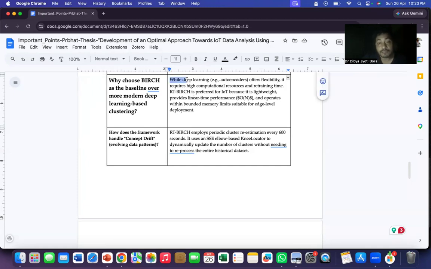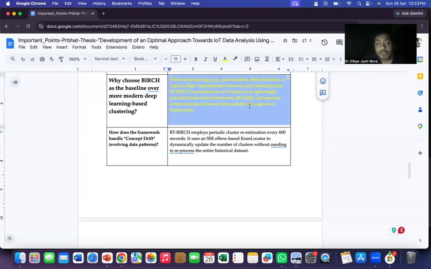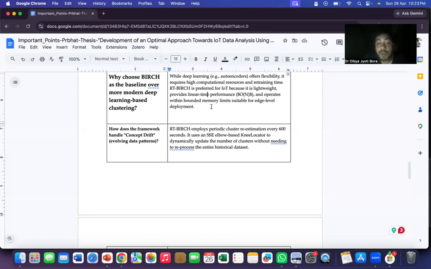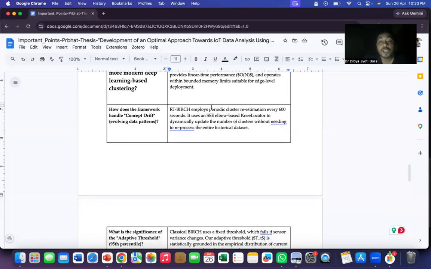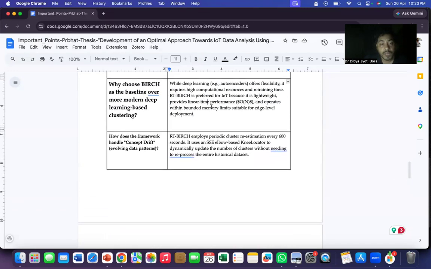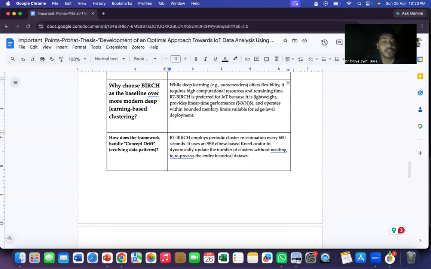Yes, well, deep learning like autoencoders offers flexibility, but it requires high computational resources and retraining time. Remember, our work takes only linear complexity, that is big O of N, right? So it is preferred for IoT because of its lightweight nature and linear time performance, and it operates within bounded memory limits suitable for edge level deployment. I hope this point is clear. So we have not gone for deep learning because it takes a lot of computational resources.